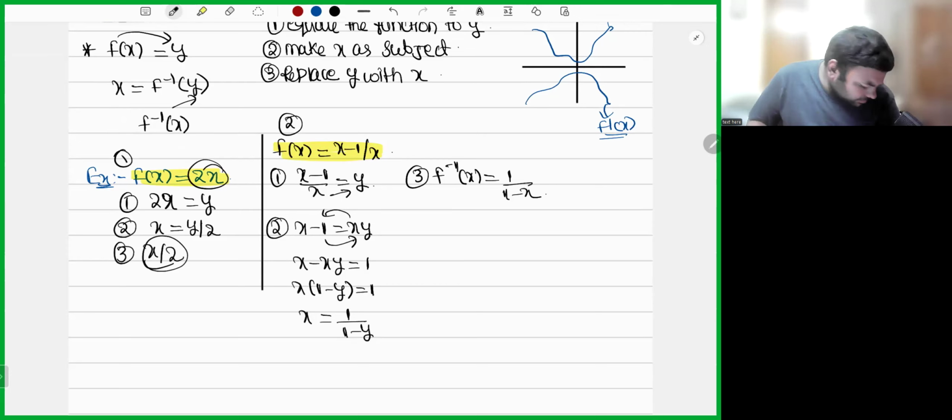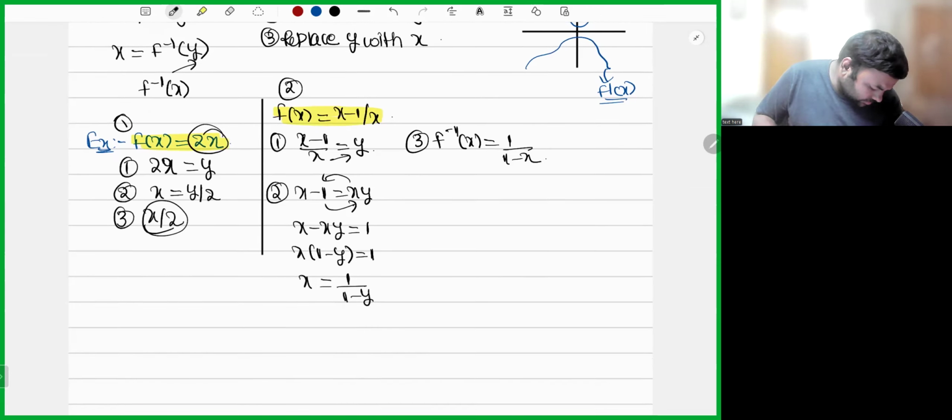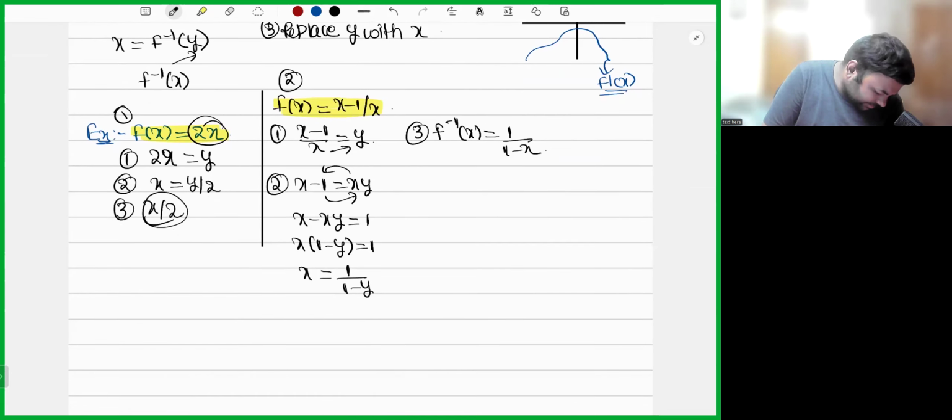Next, example number 3. And we have only 2 questions in our book. But let's see if I can get anyone. X minus 1 by x. 1 divided by 1. It's very possible.